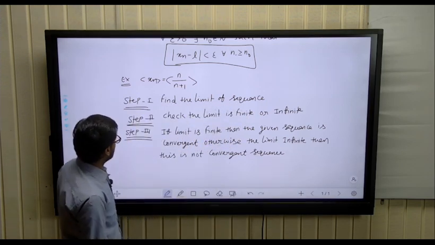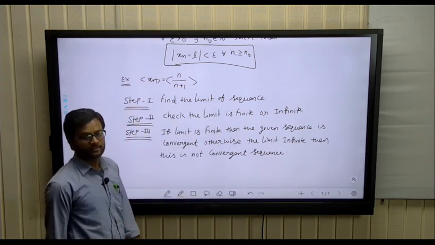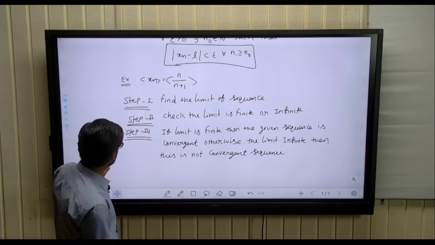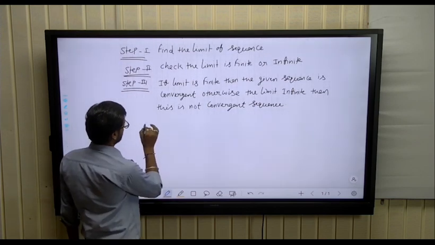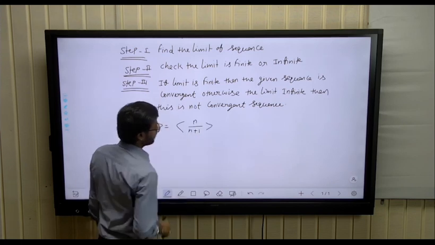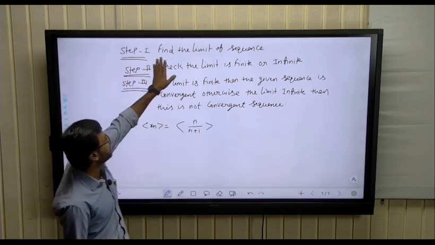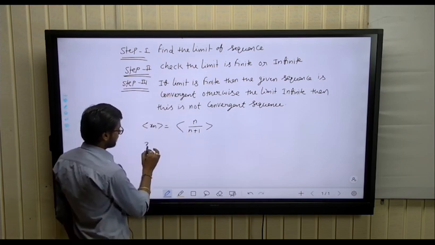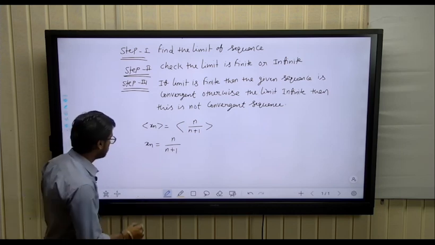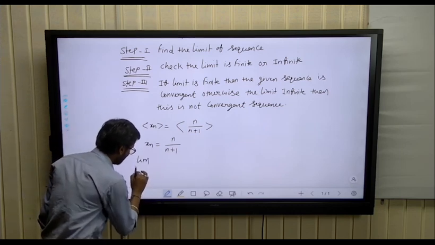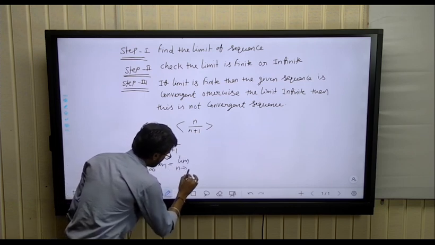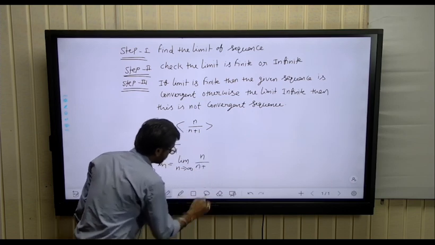Now we discuss this example and apply the three steps on it. Let's see what happens. Given that xn is equal to n upon n plus 1. The first step says to find the limit of the sequence. So we find the limit: limit n tends to infinity xn is equal to limit n tends to infinity n upon n plus 1.